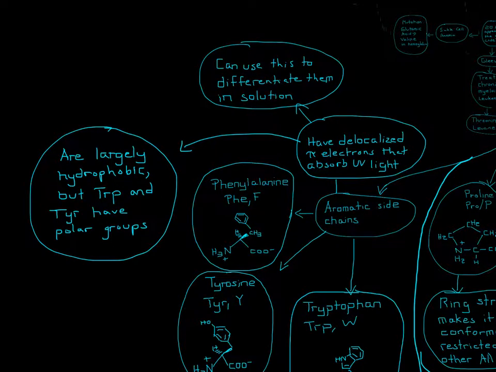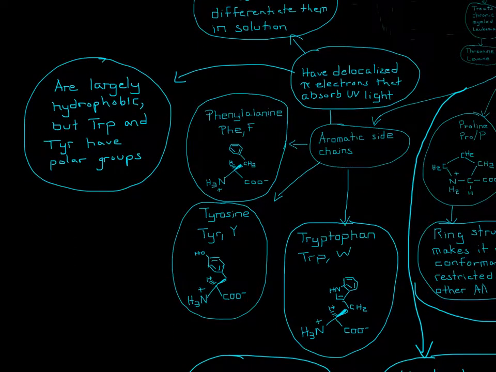Tyrosine and tryptophan have different UV light absorptions on the spectra, so you can use that to your advantage to determine how much tyrosine or how much tryptophan is in a solution.